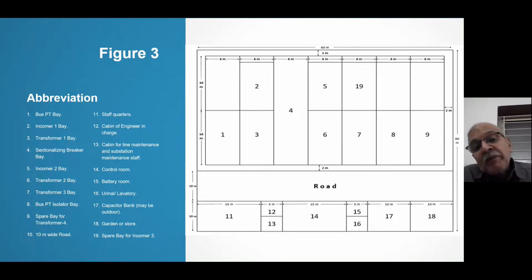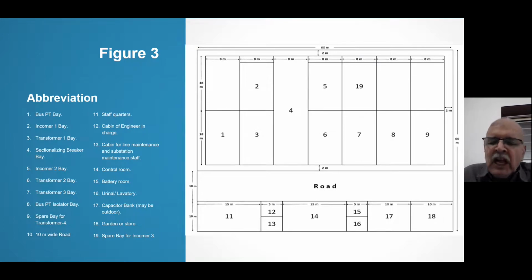Then there is 10 meter width wide road, right? Then 11, 12, 13, 14, 15, 16 all are incoming side, indoor side. 11 is staff quarters because there will be an in-charge engineer. He will be there for 24 hours. He will be doing duty for 8 hours. But if some emergency comes, he will be there. So, or there may be 3 engineers in charge, junior engineer or deputy engineer. So 3 quarters may be required.